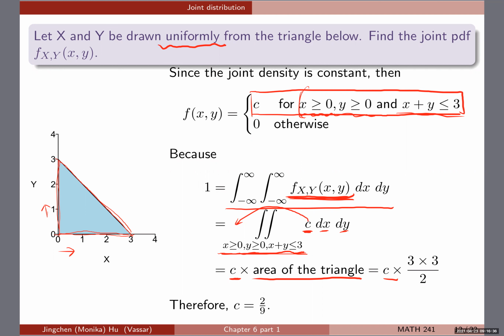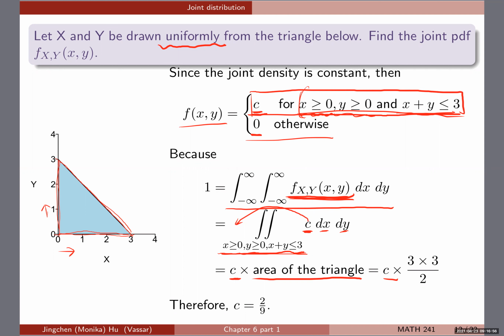Just to recap what we have done, we first of all recognized that this is a uniform distribution. In particular for this triangle, we're able to start off with our two cases for the joint PDF: if it's in this set, we have a constant C that we're going to solve next, and it's 0 otherwise.